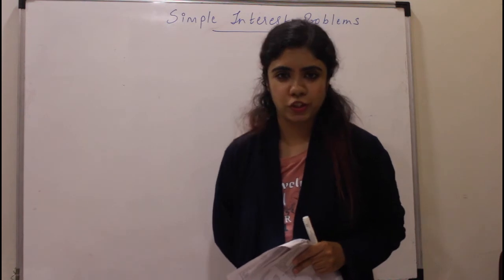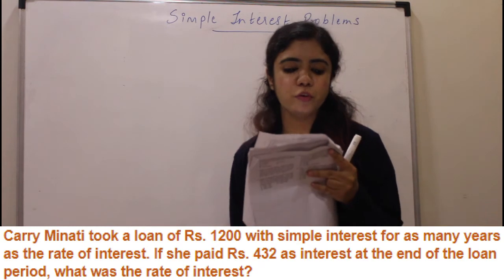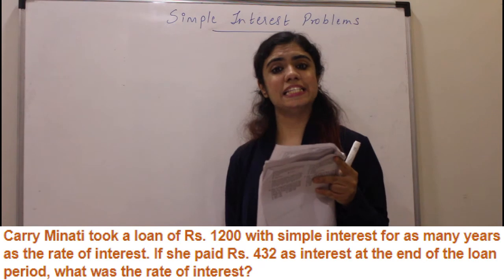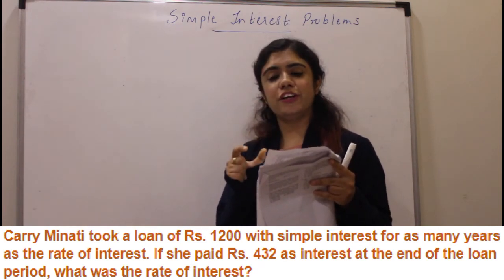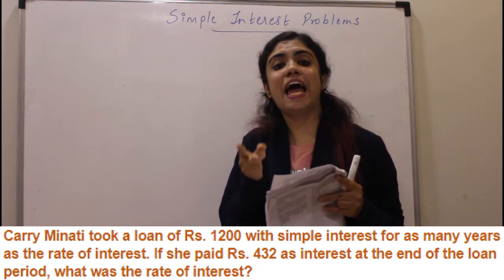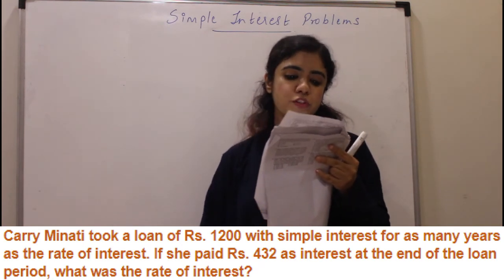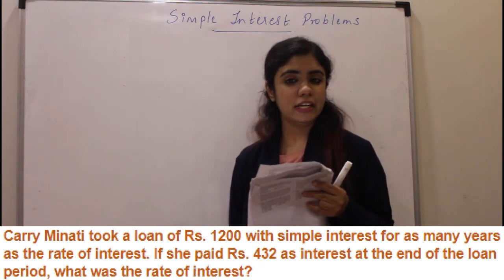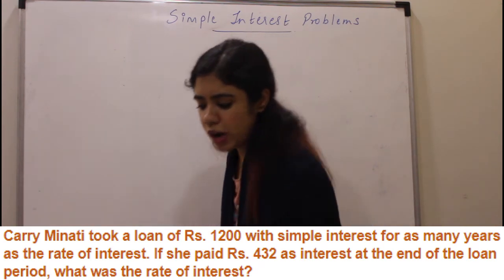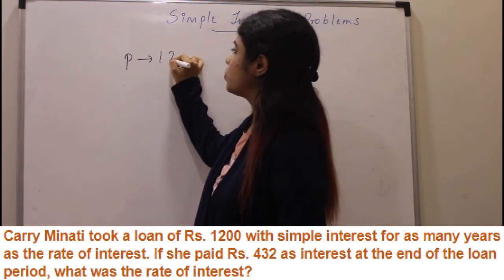Now let's look at one more question. What does it say? It says, Carrie Minati took a loan of rupees 1200 with simple interest for as many years as the rate of interest. Simple interest for as many years as the rate of interest. So your rate of interest and the number of years is the same. Okay? If he paid rupees 432 as the interest at the end of the loan period, what was the rate of interest? So understand, he took a loan of 1200. So your principal value is 1200.